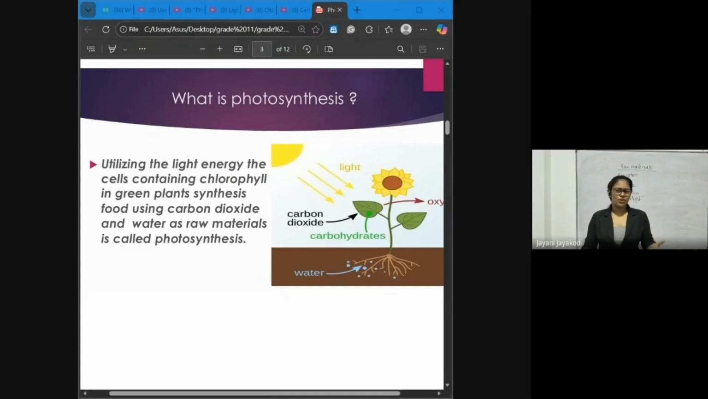What is the function of chlorophyll? To capture sunlight. They detect sunlight. Why do they detect sunlight? Because cells need an energy source. They need energy, so that energy they require, they need to capture. So who is the one capturing that energy? Chlorophyll is the one. So chlorophyll.